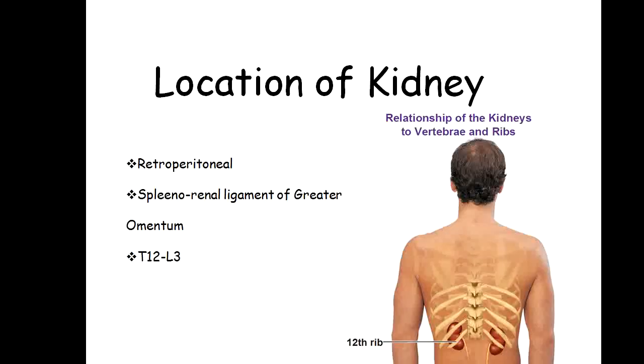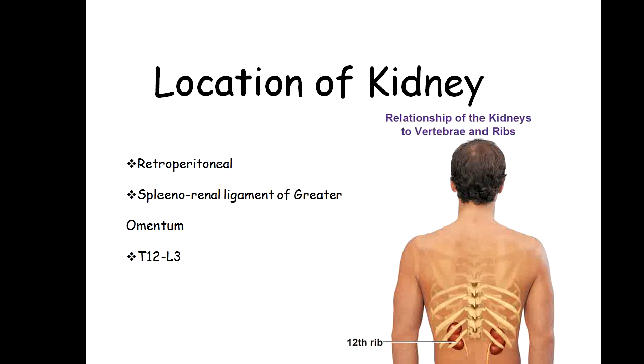First of all, coming toward the location of the kidney. The kidney is located retroperitoneally inside the abdominal cavity. There are actually two kidneys in the body. That's why the kidneys are located in the right upper quadrant and left upper quadrant of the peritoneal cavity or the abdominal cavity.